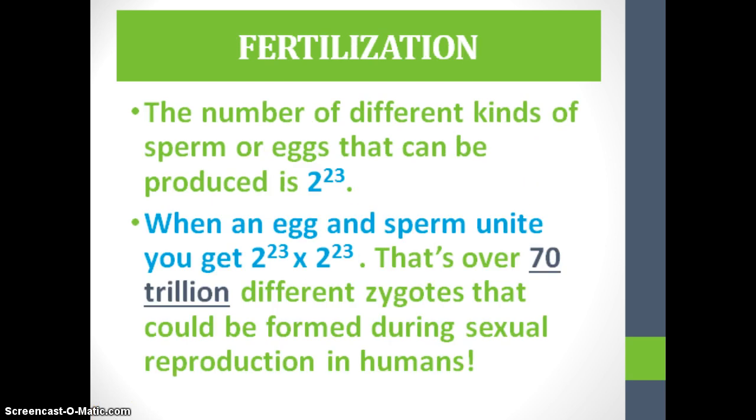Finally, the final way that sexual reproduction leads to genetic variation is through fertilization. Again, the number of different kinds of sperm or eggs, or in other words, the gametes, that can be produced in a human species is 2 to the power of 23. When an egg and sperm unite to create a zygote, the number of possible genetic variations that can result from that is actually the answer when you multiply 2 to the power of 23 by also 2 to the power of 23. Essentially, that's over 70 trillion different zygotes that could be formed during sexual reproduction in humans.